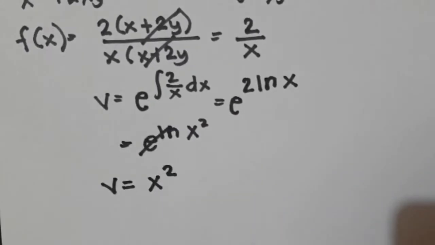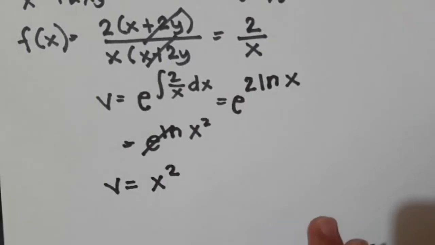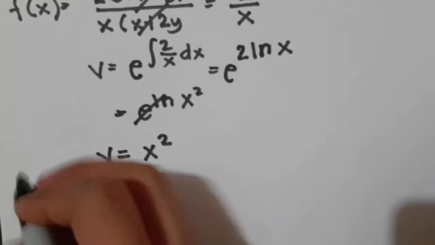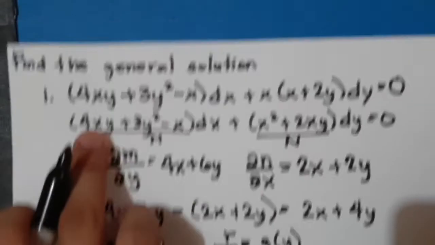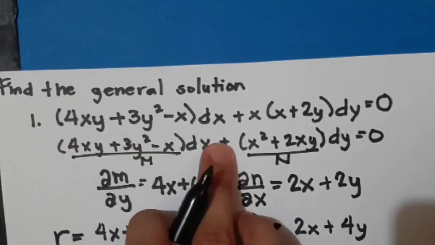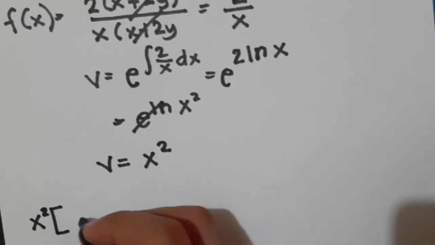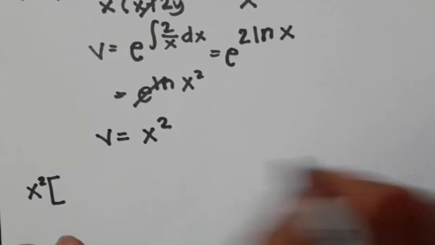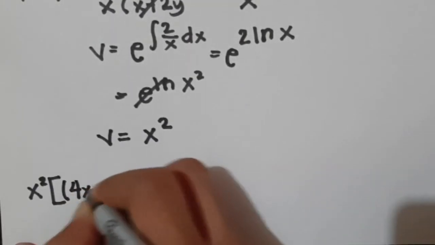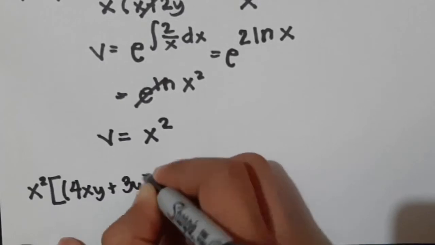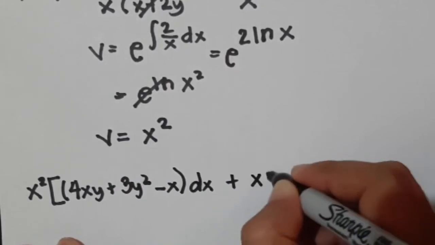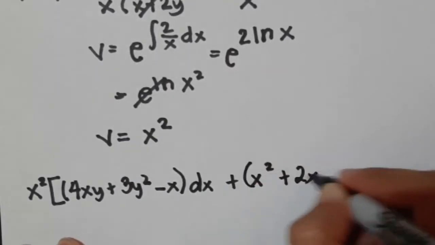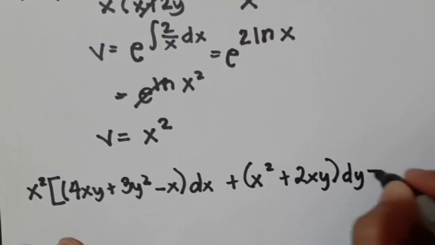The next method is to multiply our integrating factor to our original equation. So we have x squared times our original equation. Just copy the original equation: 4xy plus 3y squared minus x dx plus x squared plus 2xy dy is equivalent to 0.